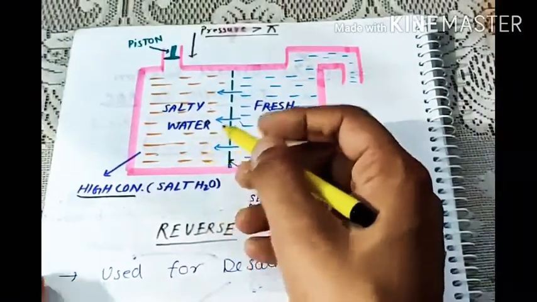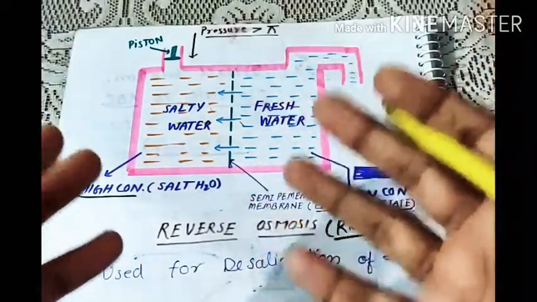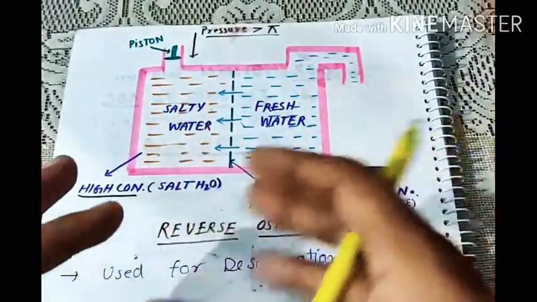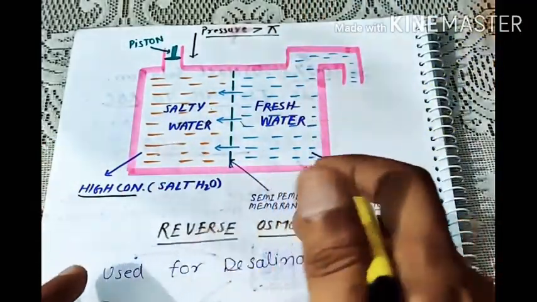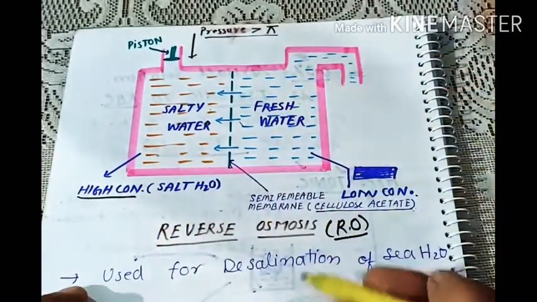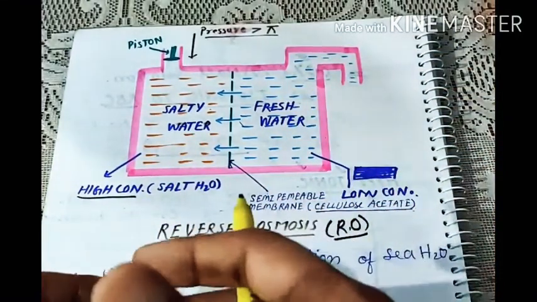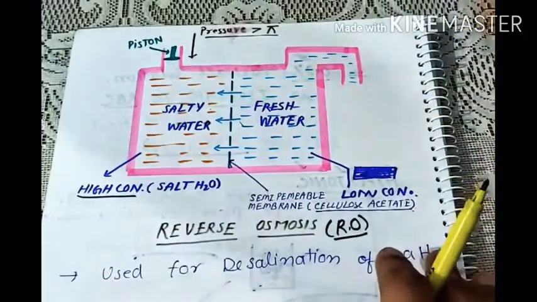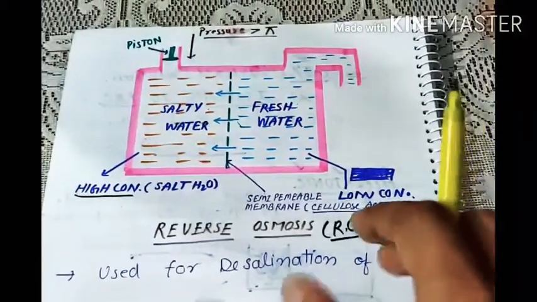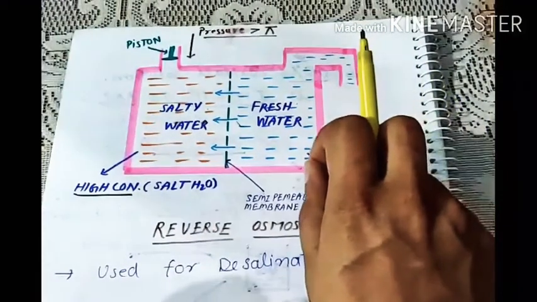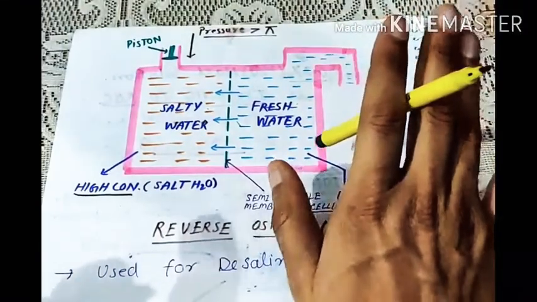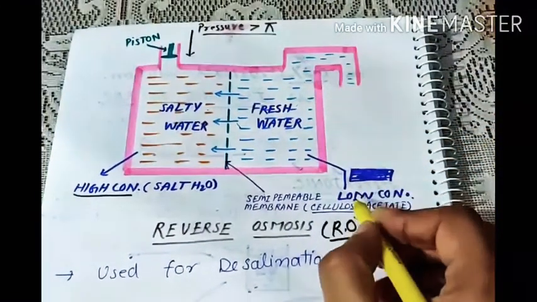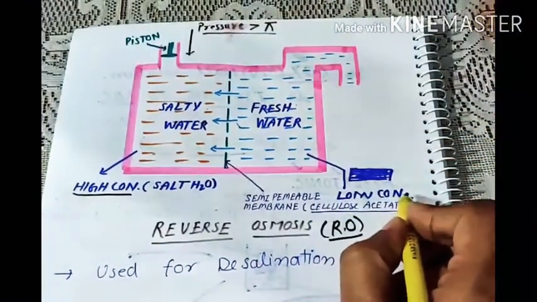Do you remember? The concentration depends on the amount of solute dissolved in the solution. So this salty water has a very large amount of solute dissolved in it, and that's why it is considered highly concentrated. And this fresh water has either a very small amount of salt, or no salt in it. So that's why it is considered fresh water, or a low concentrated solution.